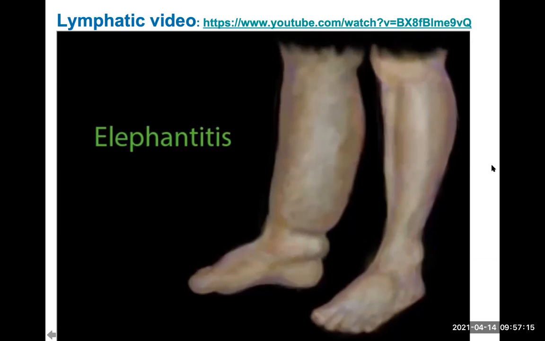More serious levels of edema can occur in a tropical disease called elephantiasis, in which a parasite blocks the vessels, and the edema that is produced looks a lot like having the legs of an elephant.